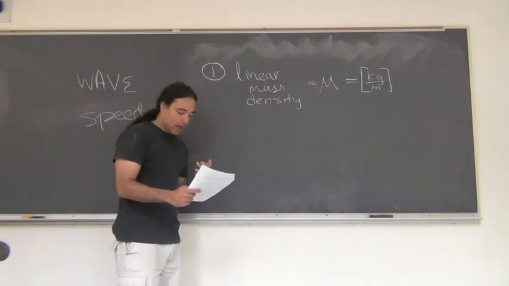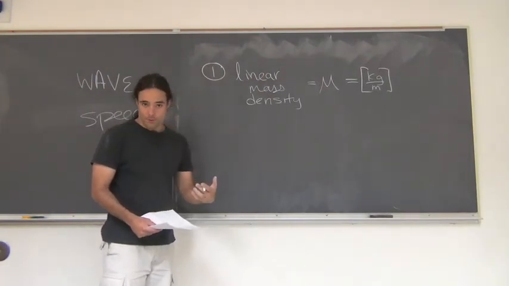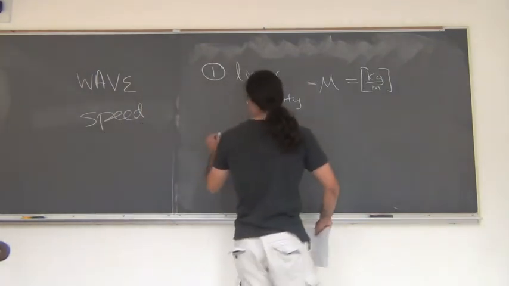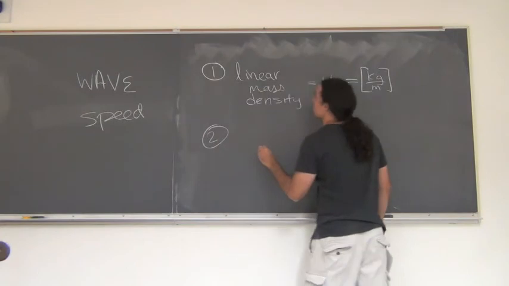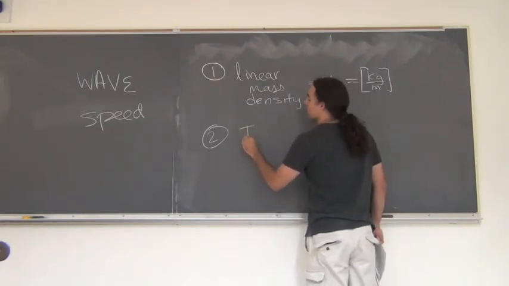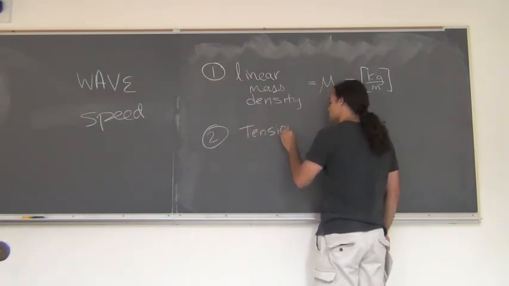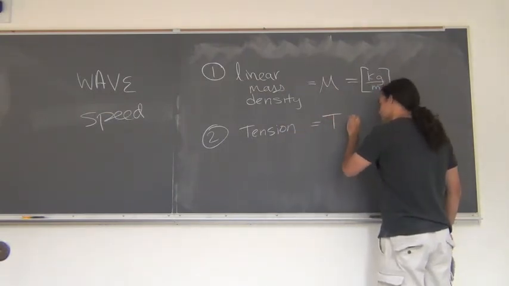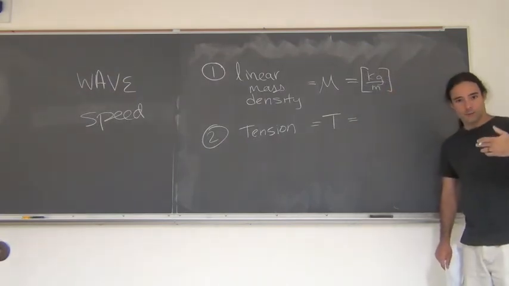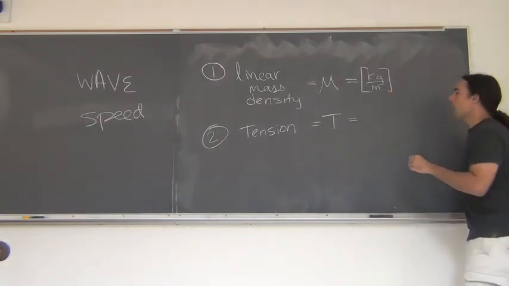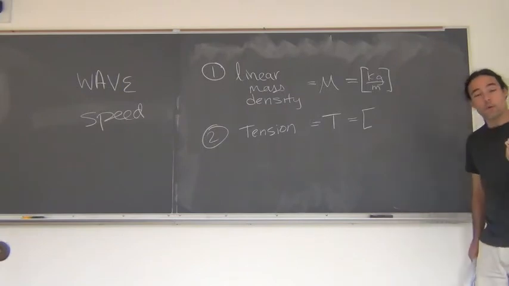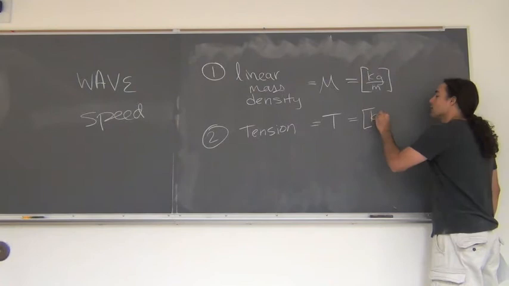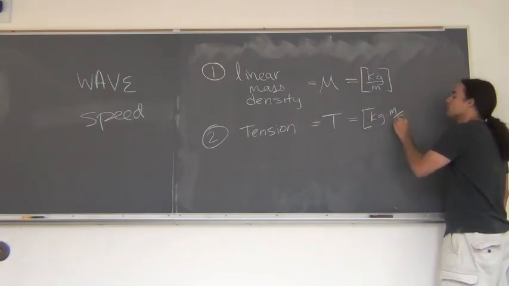The other thing it will depend on is the restoring force. So what's the restoring force for a string? The restoring force for a string, we would suspect, is going to be tension, which will get the symbol big T. Let's try not to confuse that with the period. But the tension is a force, so its units are going to be newtons, or equivalently, kilograms meters per second squared.